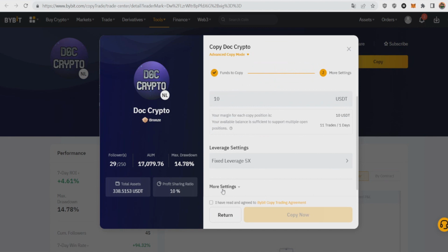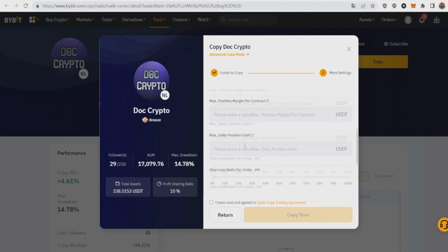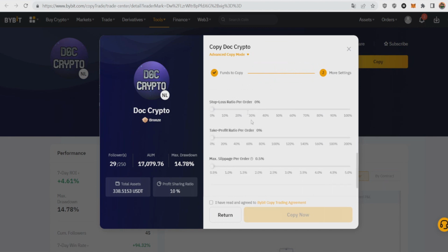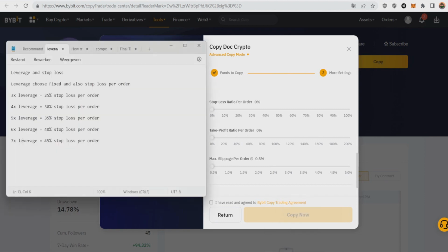And then the last step to actually protect yourself is stop loss per order, not a total stop loss, because a total stop loss won't protect you when you're in profits. It only protects your initial investment. So just a stop loss per order.